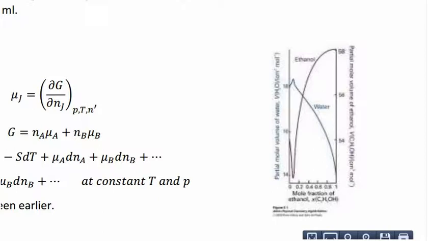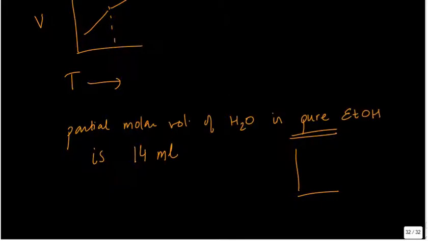Gibbs-Duhem equation, and I'll talk about this perhaps tomorrow or Friday. So better not attempt this.